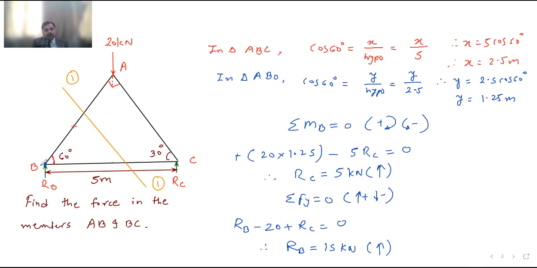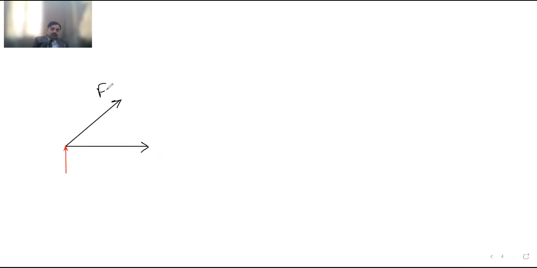This is my point B. I don't know the forces in member BA, or AB, you can call it AB or BA. And here BC, you don't know the forces. BC, and this angle is 60 degrees. And here, this is RB, which is equal to 15 kN.